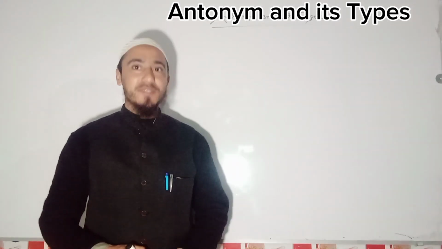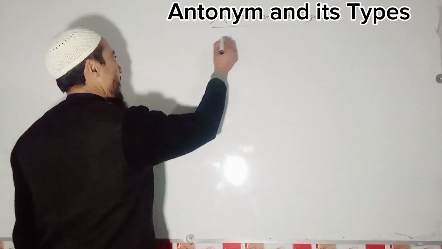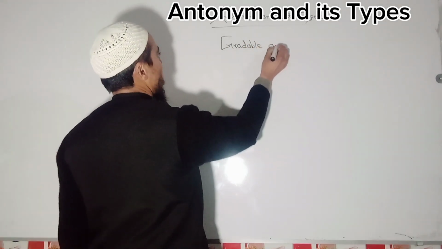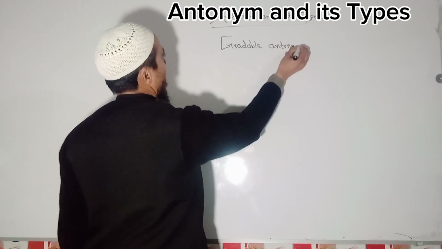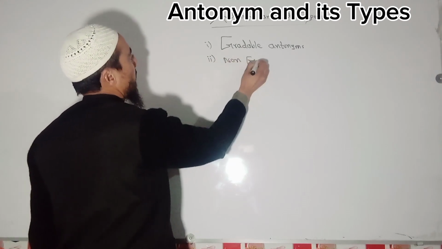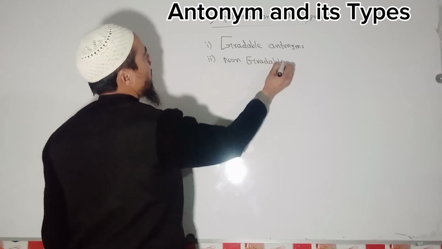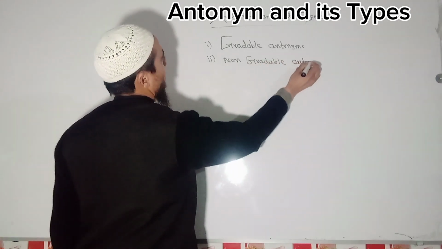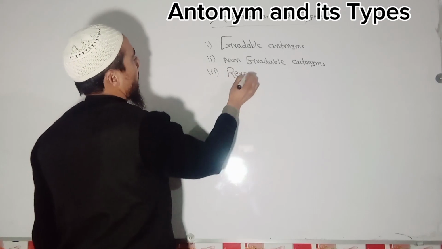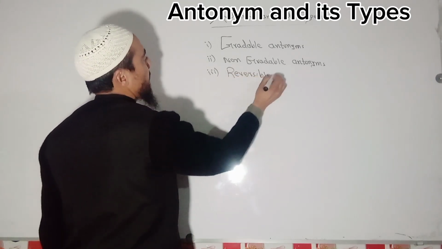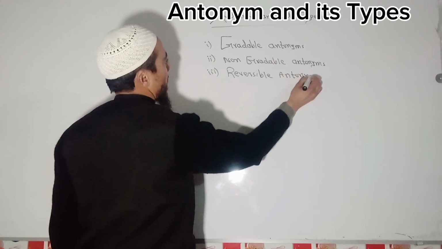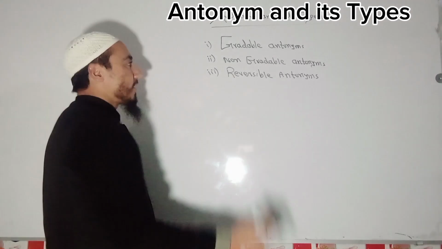Basically, we have three types of antonyms. The first, we have gradable antonyms. Second, we have non-gradable antonyms. And thirdly, we have reversible antonyms, or reversive antonyms.